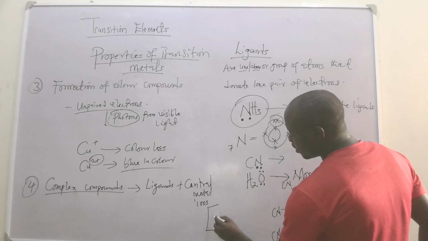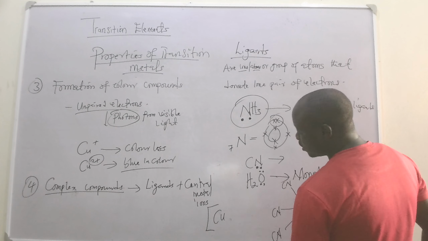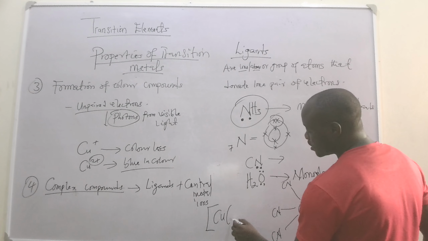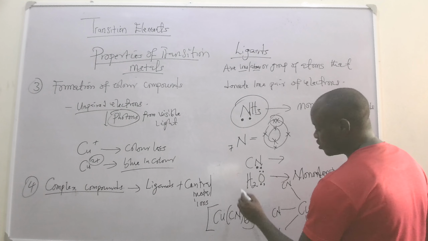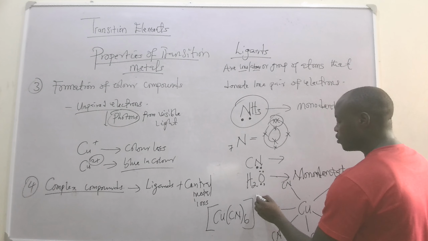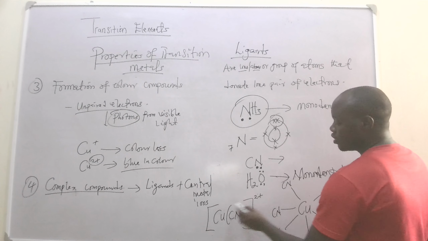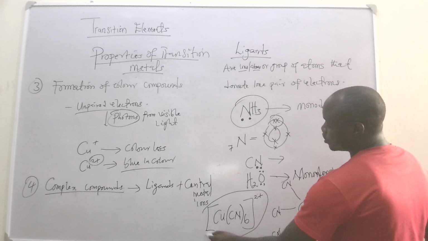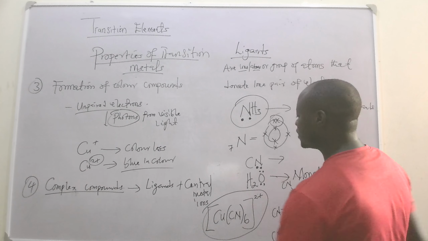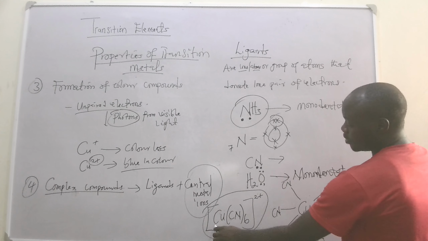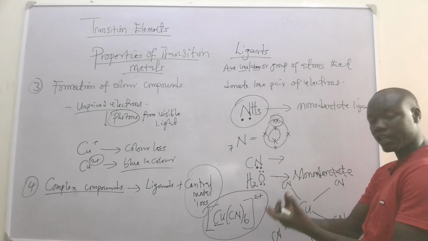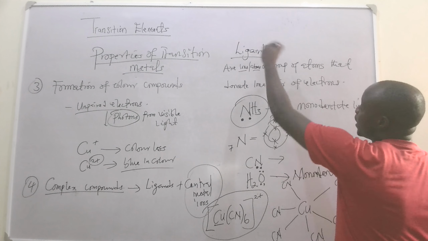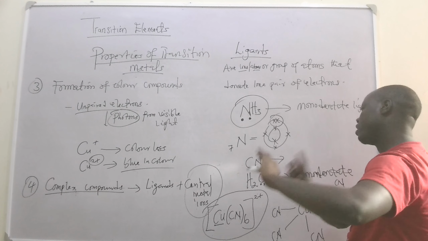So it can be hexacyanate, CN6. This is an example of a complex ion that is formed between the ligand and the central metal ion. The central metal ion is called a Lewis acid because it is the one that accepts electrons, while the ligand is always a Lewis base because it donates its electrons.